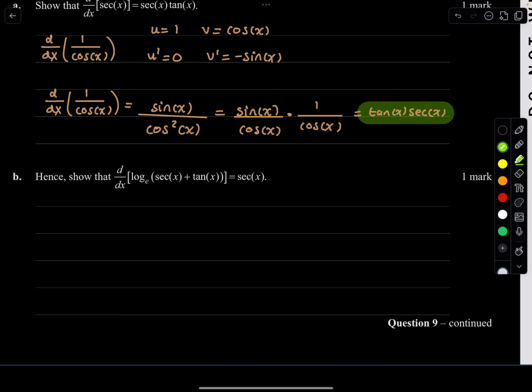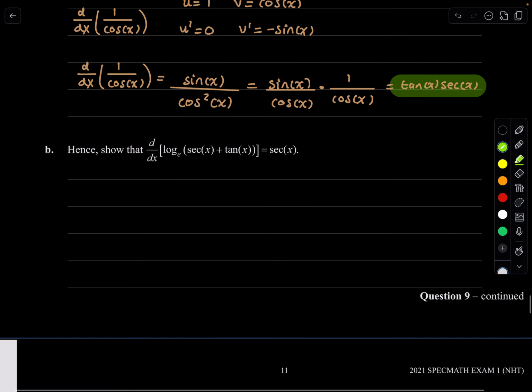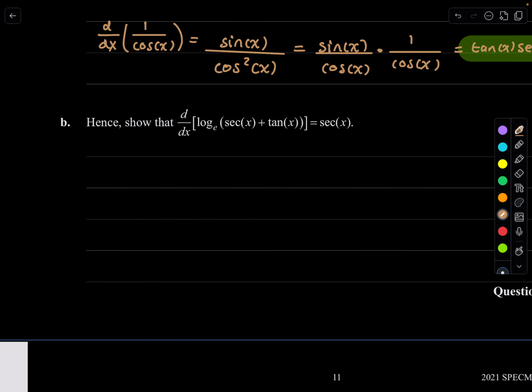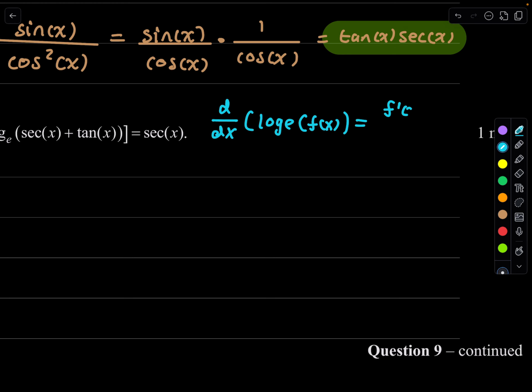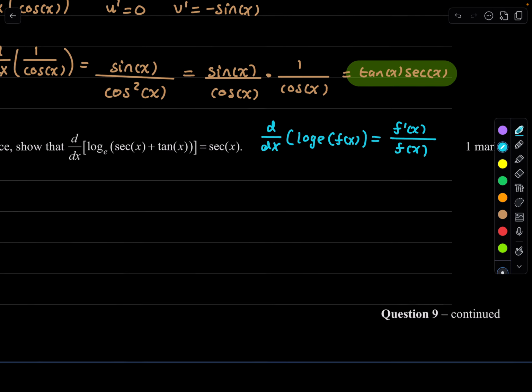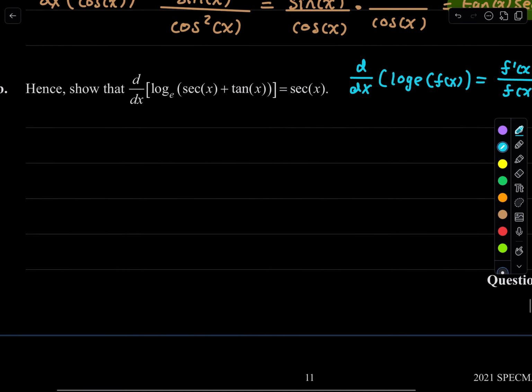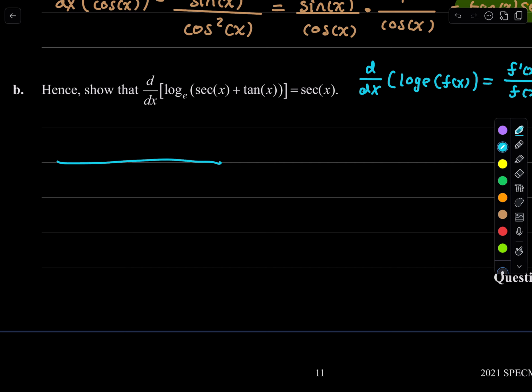Hence, using those, show that the derivative of this is equal to that. Easy. So remember, what are the rules for deriving logs? They're really easy. When you're deriving a log with a function inside, the derivative is just f dash of x, the inside derived, over f of x, the original function. So using this rule, that's how you derive logs. What I'm going to need to do here is put it to the division sign.